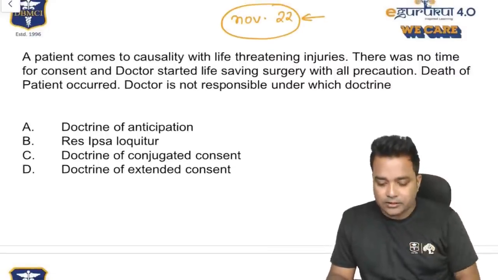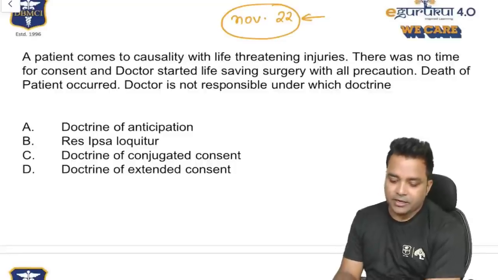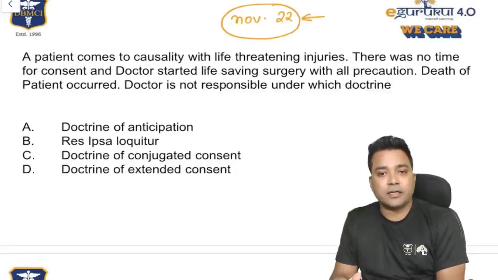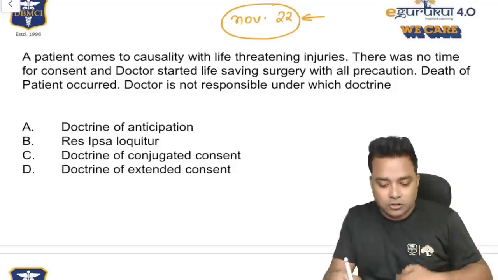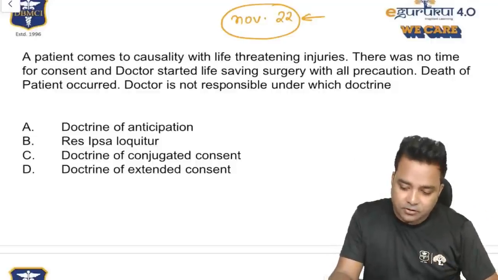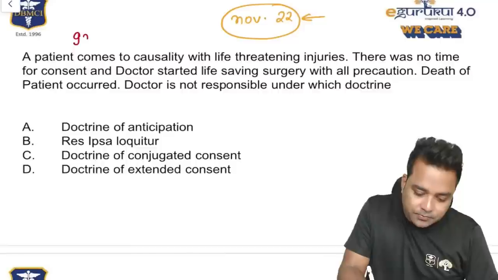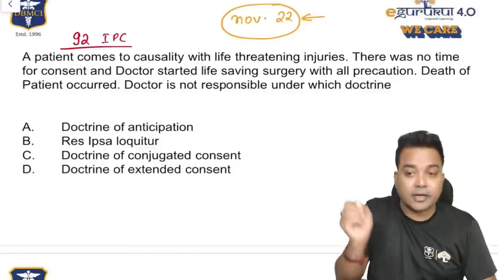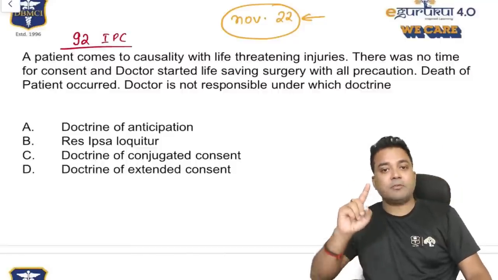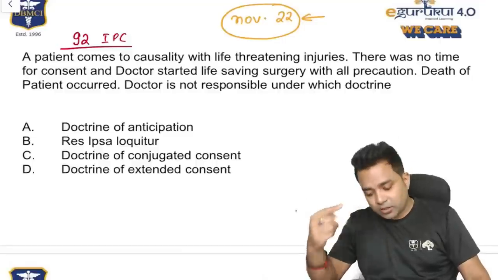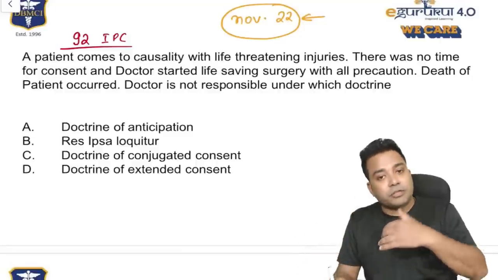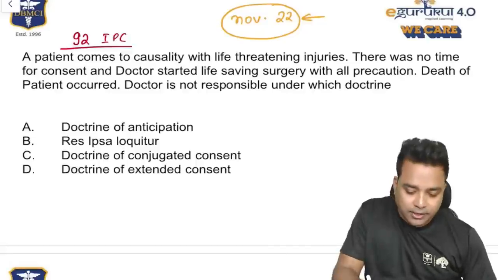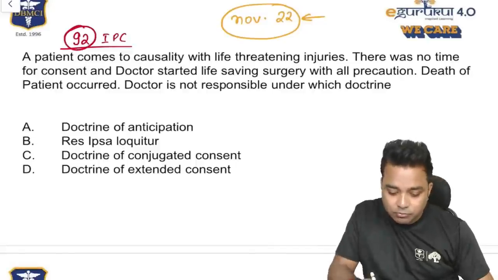Now come to this question. A patient comes to casualty with life-threatening injuries. There was no time for consent. So during emergency, as doctors, we can go ahead with life-saving surgeries according to 92 IPC. Okay? Remember this also. During emergency, for life-saving procedures, the doctor can go ahead even without consent according to 92 IPC. Death of the patient occurred.